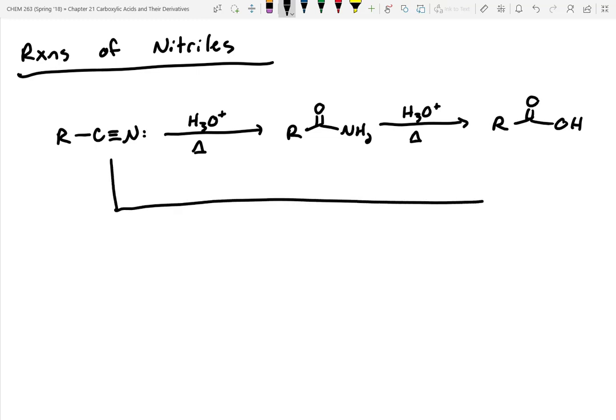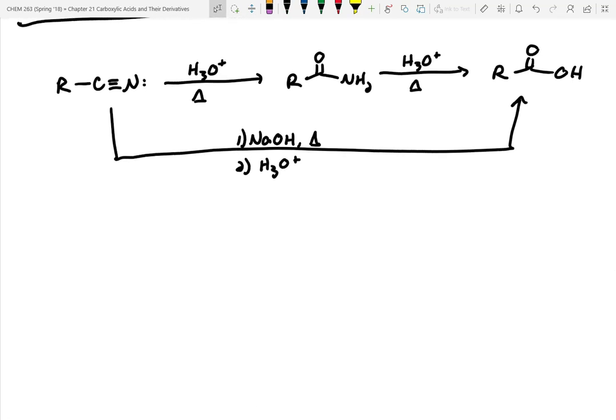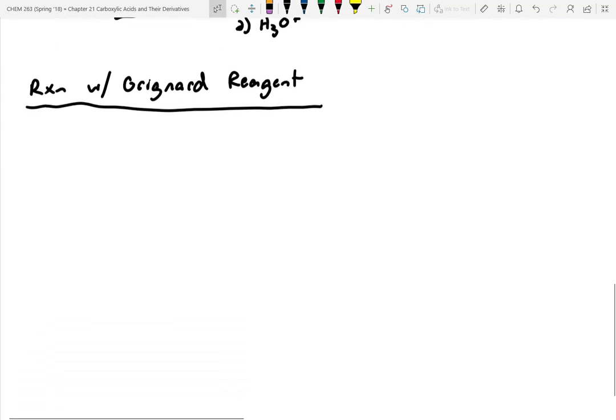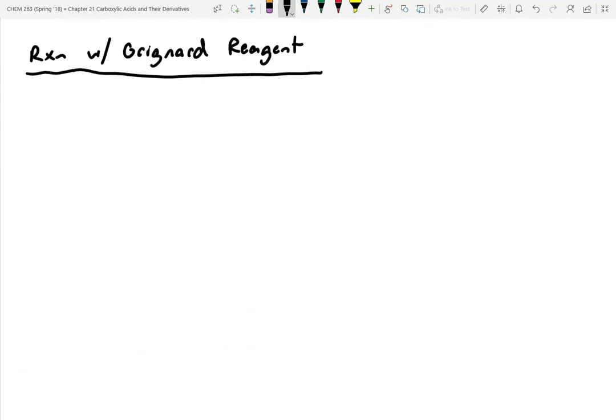Conversely, you can accomplish the same transformation using basic conditions with sodium hydroxide and heat, followed by your acidic workup. So that's just a review of the pod that we've already seen, using standard arrow pushing that we're familiar with. The second reaction, in my opinion, is the more interesting one, and that's the reaction with the Grignard. And I like this reaction too because it makes a lot of intuitive sense.